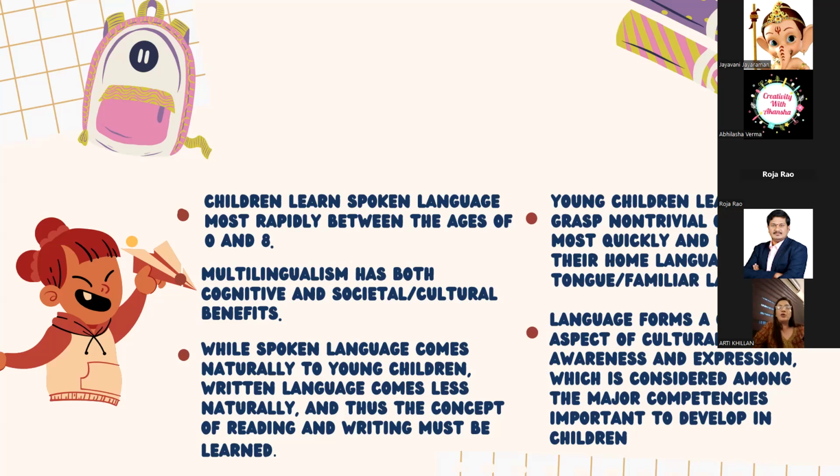Now you can see these are all the principles where children learn spoken languages more rapidly, that is between the age of 0 to 8. Then multilingualism is there, and it is both a cognitive and social benefit, maybe for cultural benefits too. And while spoken language comes naturally to young children, we all understand that written language comes less naturally. We have to work hard for it, and those who have younger children at home, nobody can understand better than them.